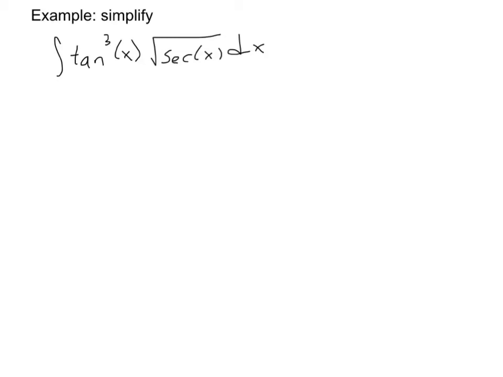In order to do this, I'm going to look at this and go, well, I know that I want to reserve a tangent x and a secant x. Like, I know I want to have those things set aside. How am I going to reserve the tangent? I'm going to reserve the tangent by just removing one of these, right? So I'm only going to have tangent squared x here.